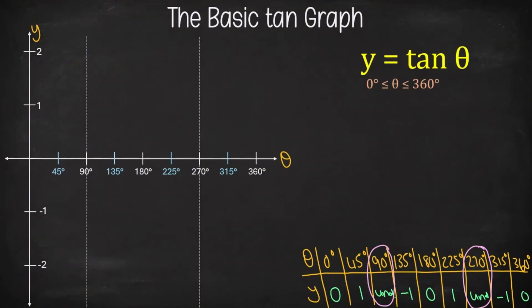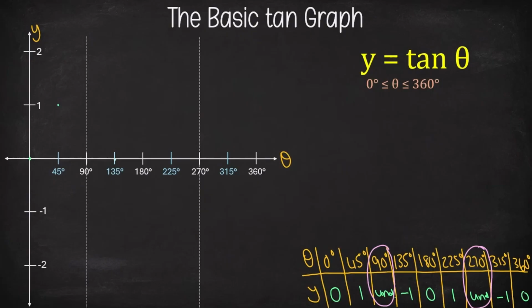Now we are ready to plot the points. So when I'm on 0 degrees, my y value is also 0. Therefore, I'm going to make a dot here. And then when I'm on 45 degrees, my y value is 1. Then our 90-degree angle is undefined. I've already drawn my asymptote here. So let's move on to the 135-degree angle.